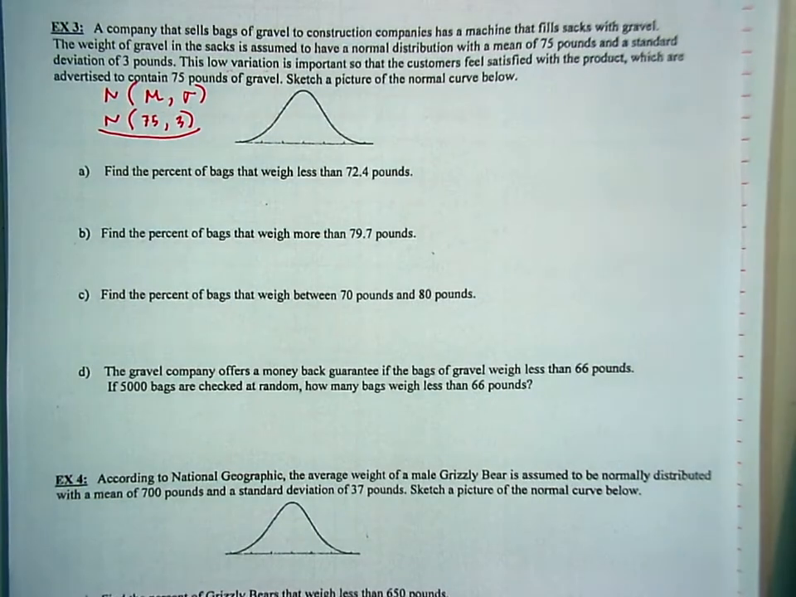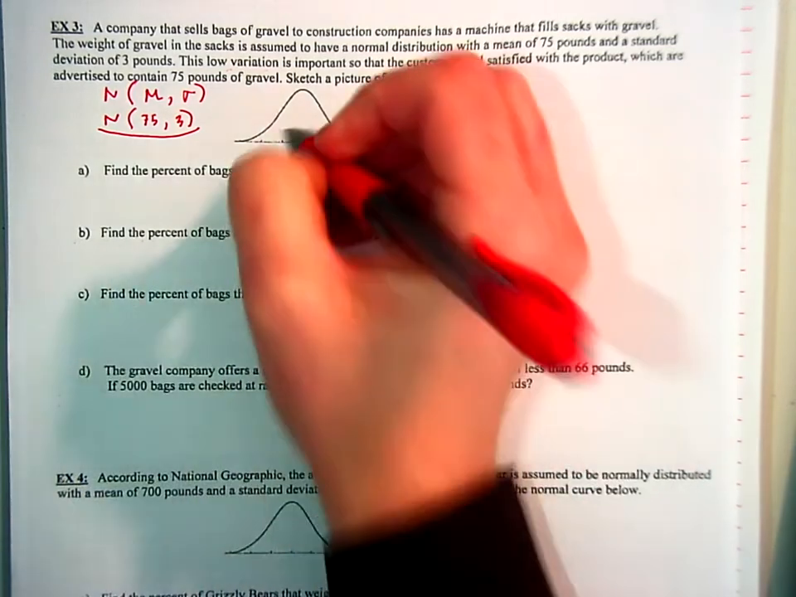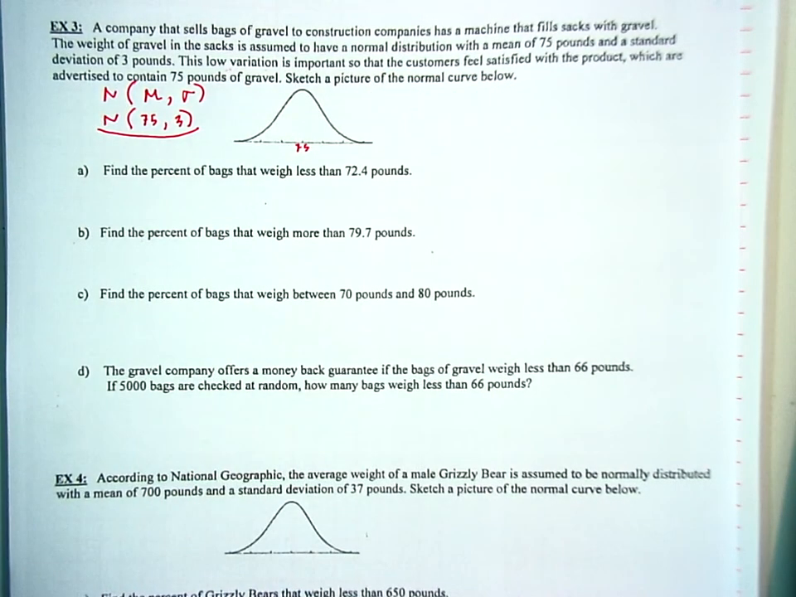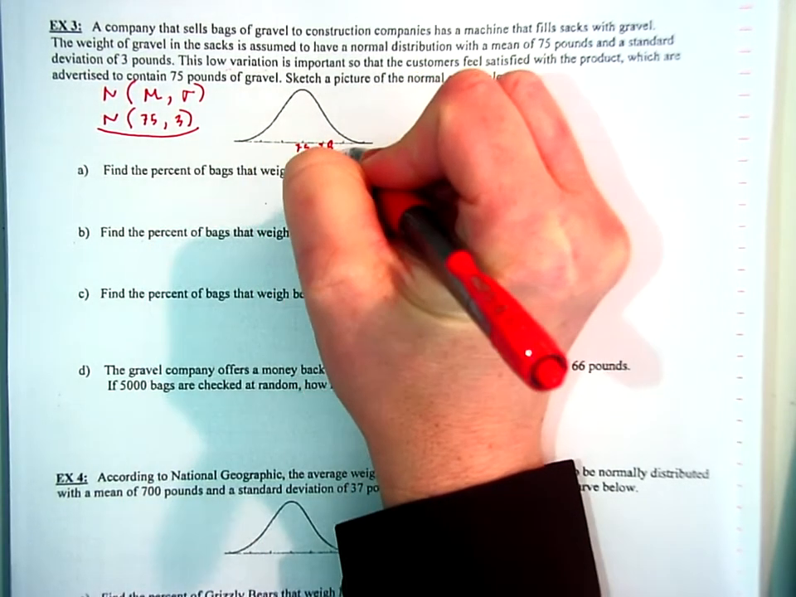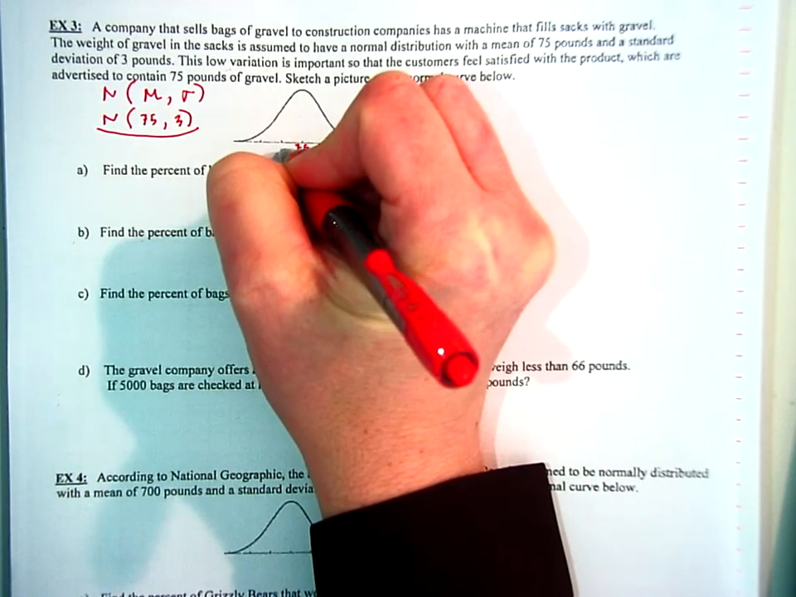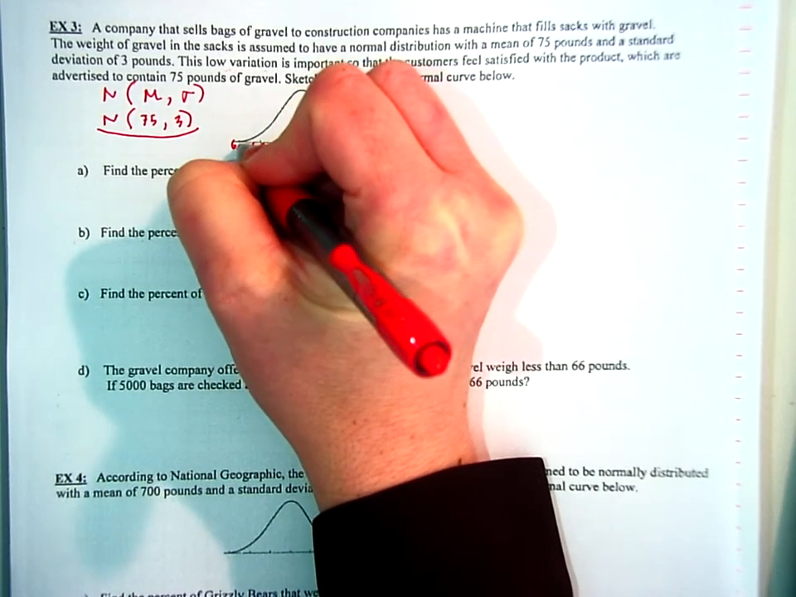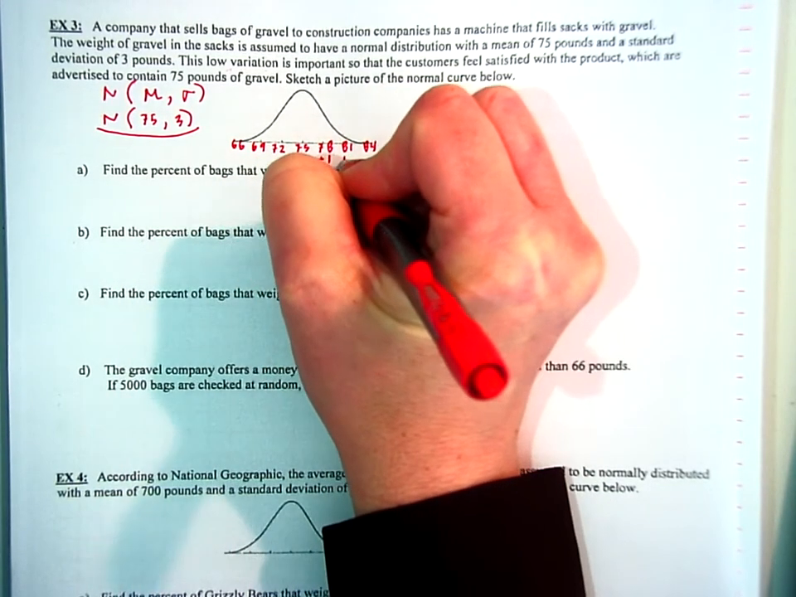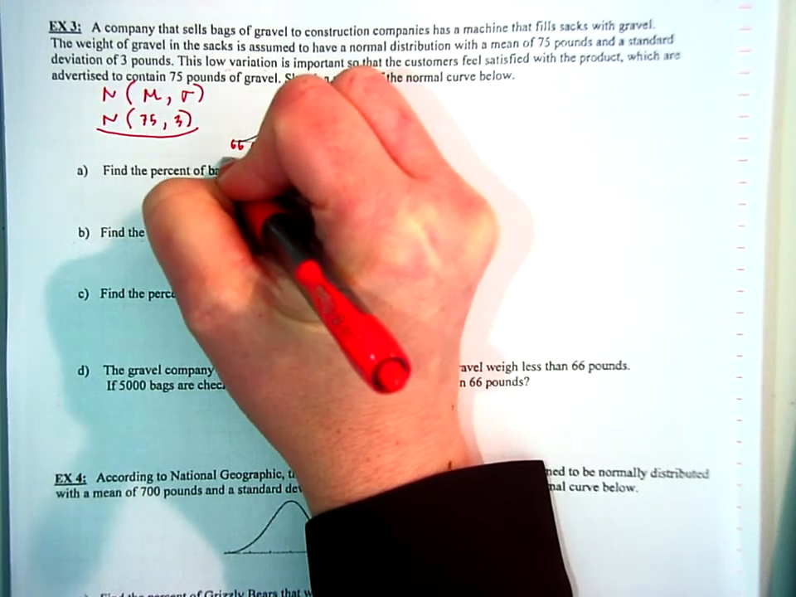Okay, I'm not going to make you draw this picture every time. I'm just trying to help you see what's happening. So my mean here would be 75 pounds, and my standard deviation is 3. So if I go up in increments of 3, here would be 78, here would be 81, here would be 84. Over here would be 72, and then 69, and then 66. As a z-score, this would be 0, this would be 1, 2, 3, -1, -2, -3.